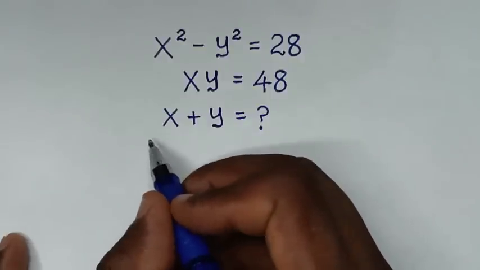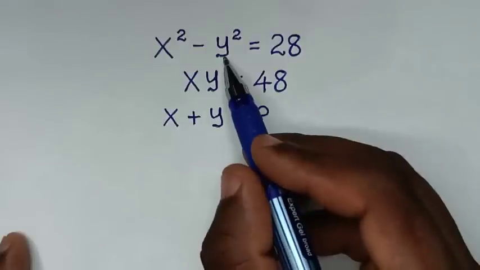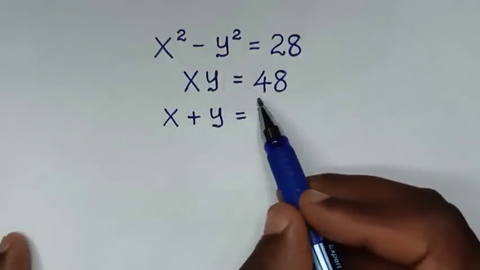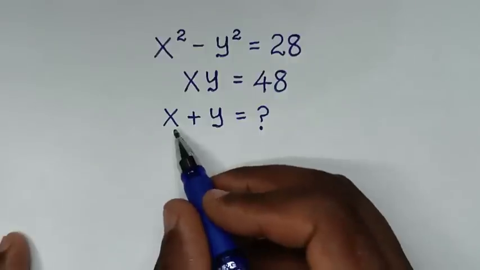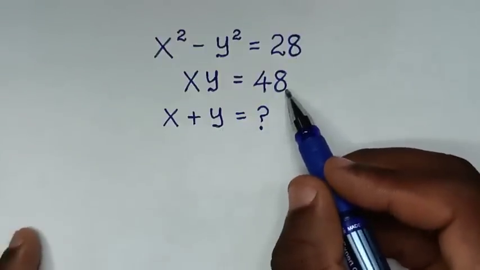Hello, you are welcome to solve this math problem, which is x squared minus y squared is equal to 28, xy is equal to 48. To find the value of x plus y from these two systems of equations.